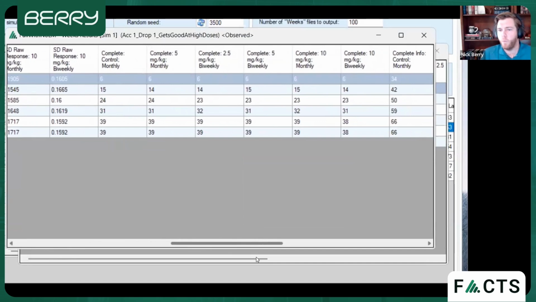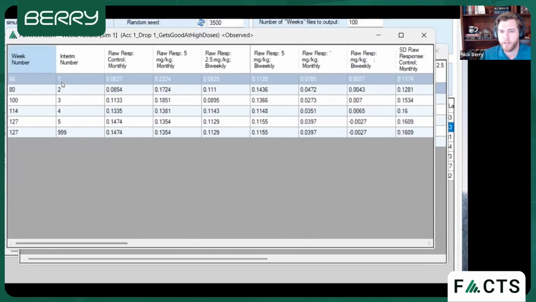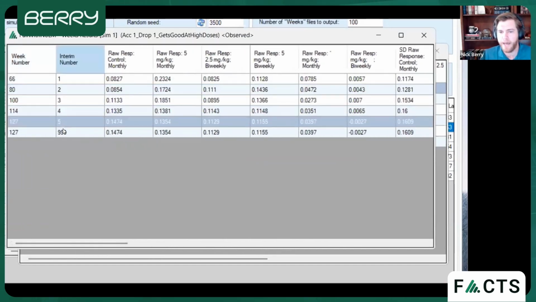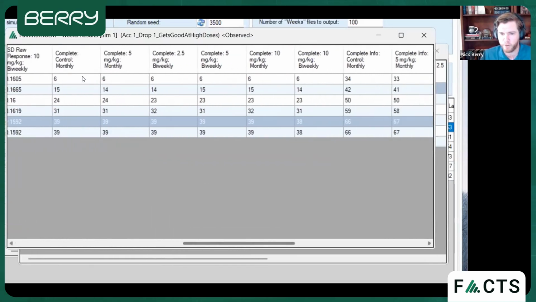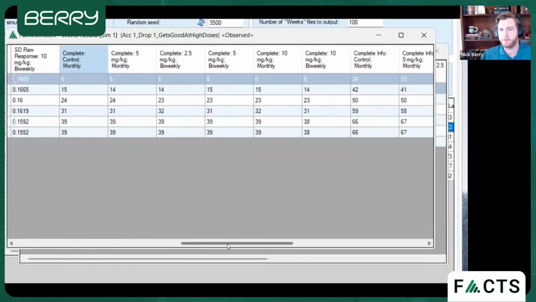Okay, so this is showing one simulated trial, and it's showing the 5 interims and then the final analysis because it stopped at the 5th interim. But that's not what I want to show. I want to show you the first line here. This is the first interim analysis, and it's reporting the number of patients complete on every arm.